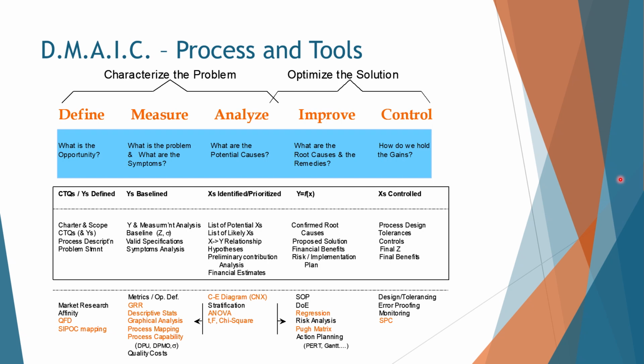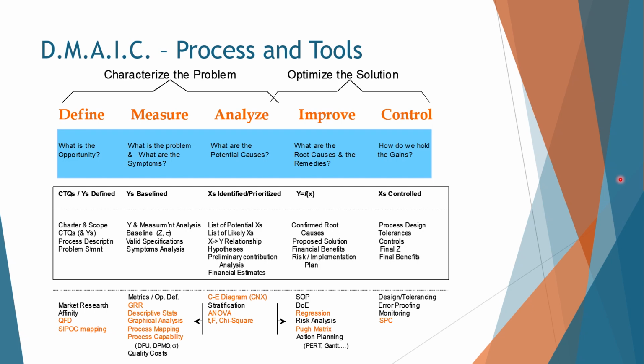Let's look at this very carefully. Let's first characterize the problem, and then we're going to optimize the solution. So the first three stages, define, measure, and analyze, is where you characterize the problem. So for define, what is the opportunity? Measure, what is the problem? What are the symptoms? For analyze, what are the potential causes of the problem?